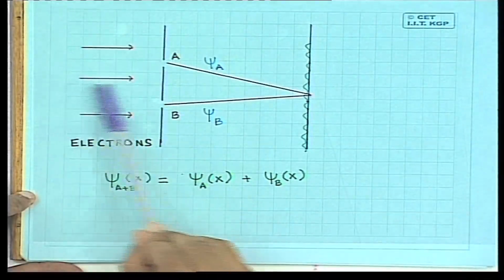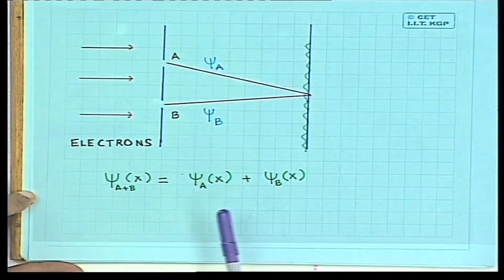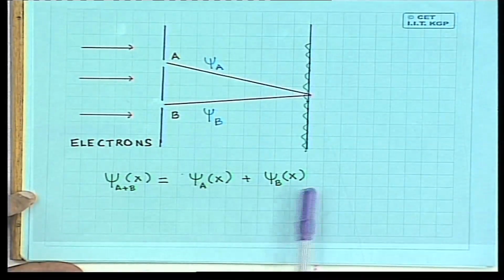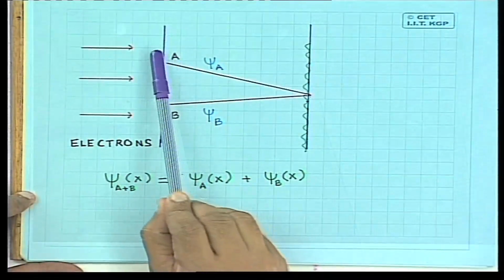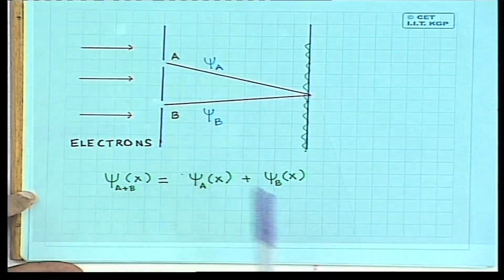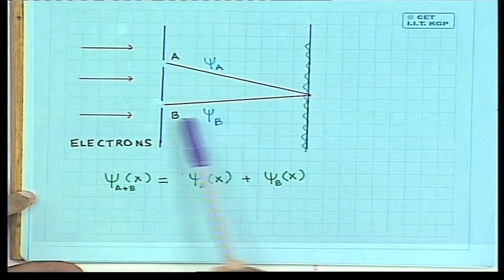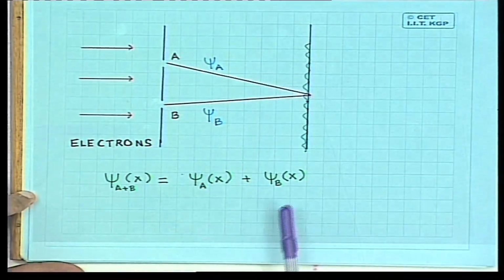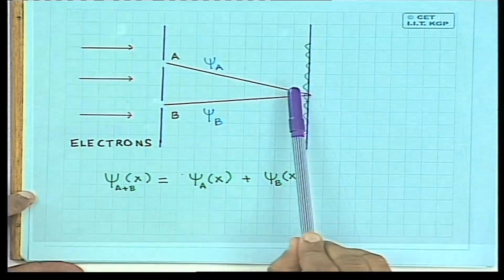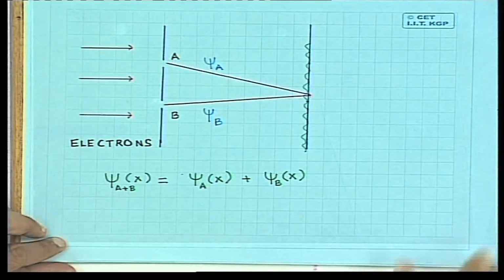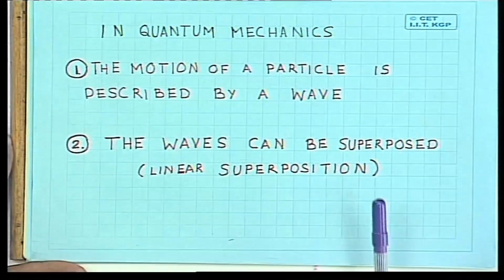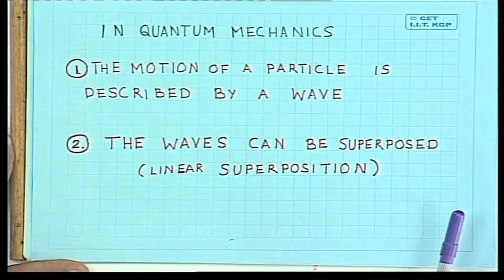So we had to invoke two properties for the electron. One is that it is a wave. The second property is that you can superpose these waves. So there is one wave corresponding to the secondary wave coming out of slit A. There is another wave corresponding to the secondary wave coming out from slit B, and you can superpose these to obtain the resultant wave on the screen. So these are the two salient points I would like you to note before we go on with today's lectures.